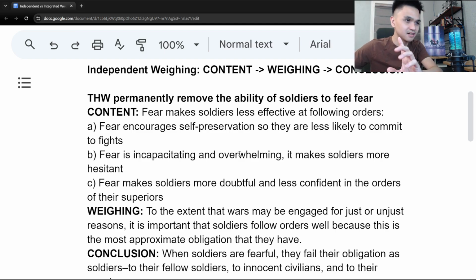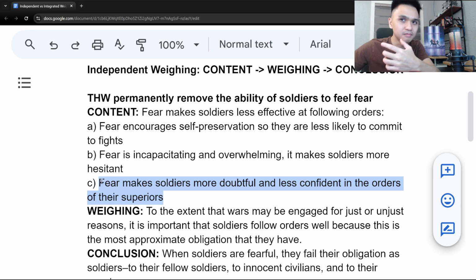So notice the relationship, the relative independence of each and every claim, is what I'm trying to say. Number 1, fear encourages self-preservation. So it's my life over others. Number 2, fear is incapacitating and overwhelming. So it's like, I am prioritizing my decision making rather than considering other options, so I am more hesitant to follow any order given by someone else. But it's not just about my life over others or my decision and my ability to follow that decision, it's also my doubt against my superiors, because I distrust them. I feel that they are endangering my life and the lives of other people.